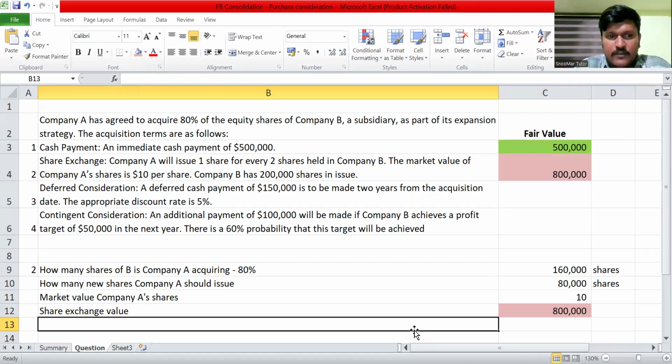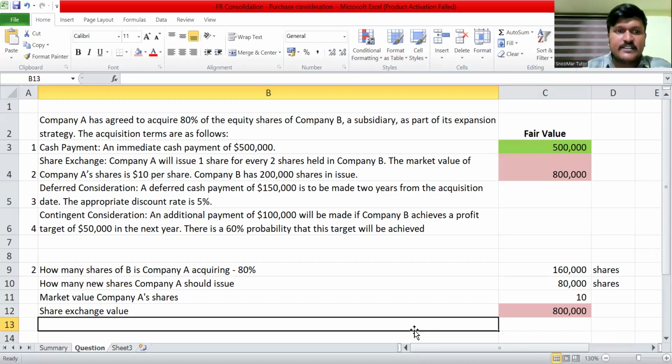Repeating once more what we have done for the second part. We have considered 160,000 shares, that is the 80% acquired by company A out of the 200,000. For every two shares, I'm issuing one new share. So 160,000 into 1 by 2, 80,000 new shares I'll be issuing. And for every share, the value at the market rate is 10 per share. So you will have a share exchange value of 80,000 into 10, 800,000. So that is the value of the share exchange.